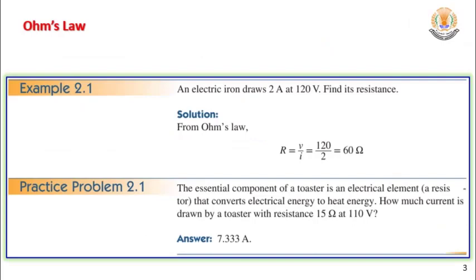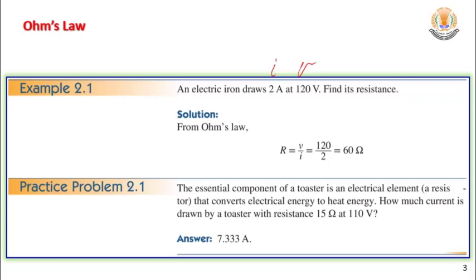Example. An electric iron draws 2 amps at 120 volt. Find resistance. So what do you have here? I have V. Ohm's law, you divide V over I, you will get the resistance, and it will be in ohms. Why? Because in volt and amp, so volt over amp will be ohms. So it will be 120 over 2, it will be 60 ohms. Clear? Very simple at the beginning.